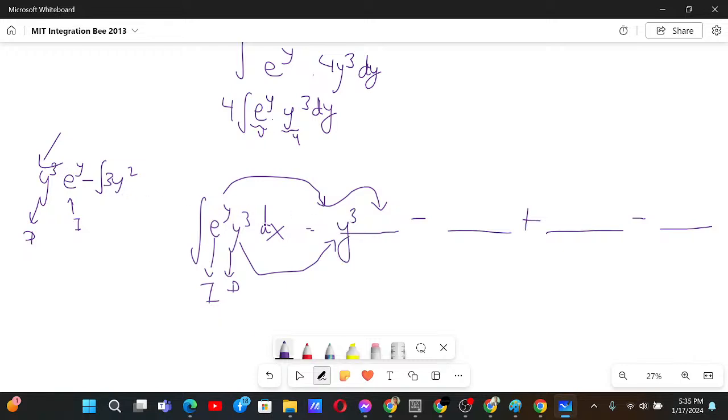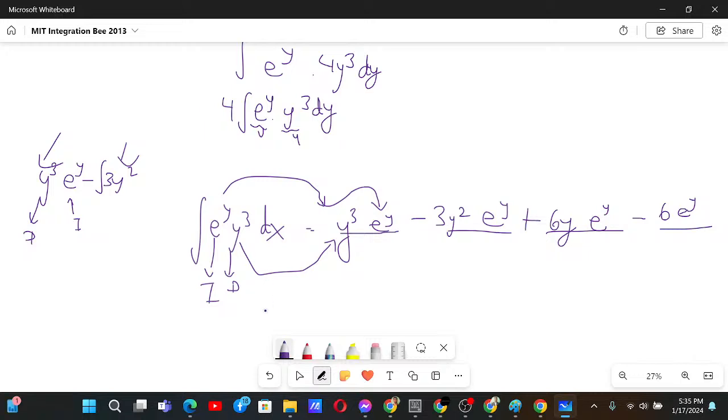And again, integration gives e to the power y itself. Minus. Now only this is differentiated. So minus 3y square, and this is integrated, e to the power y. This is differentiated, this is integrated. This is differentiated, this is integrated. After this, it will just give 0 if you differentiate this. So this is the limit, and this is the answer actually.